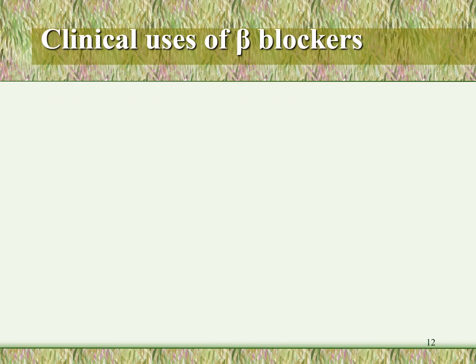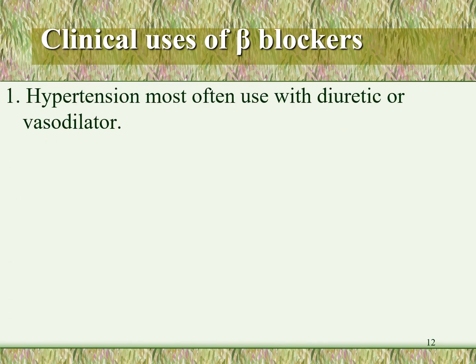Now we'll talk about the clinical use of beta blockers. First, hypertension. Beta blockers can be used for treatment of hypertension, often in combination with diuretics, or sometimes with a vasodilator.